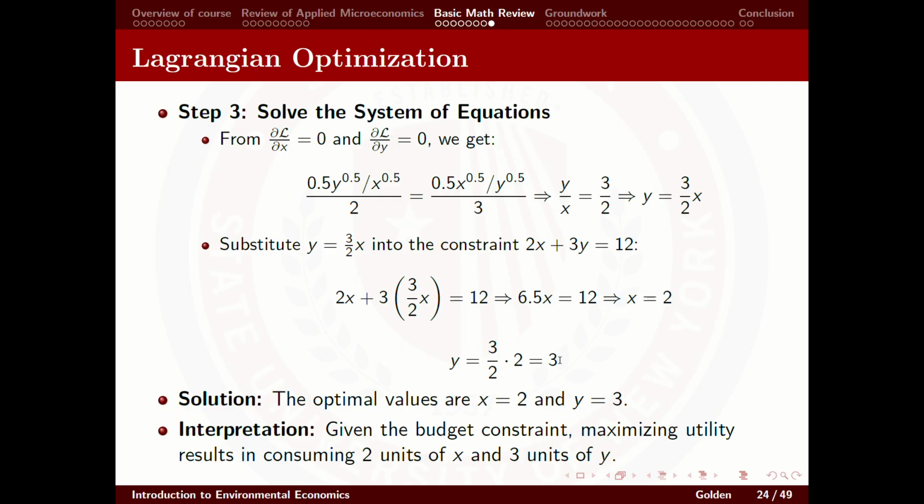Now we're at the optimal level of happy. We're just killing it. We're happy as can be because we maximized our happiness. Maximizing utility results in consuming 2 units of x and 3 units of y.